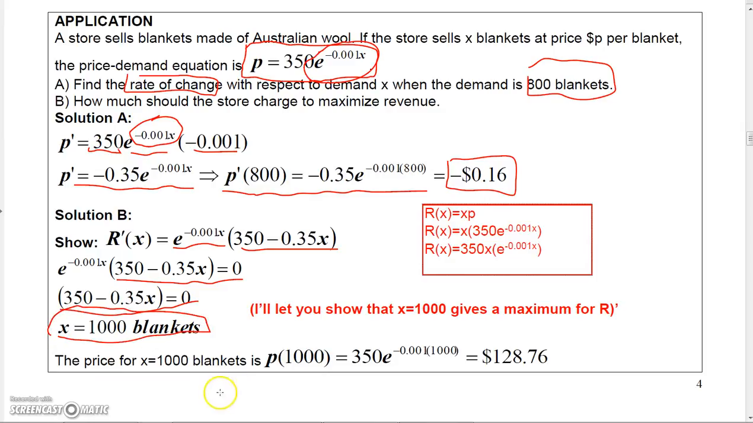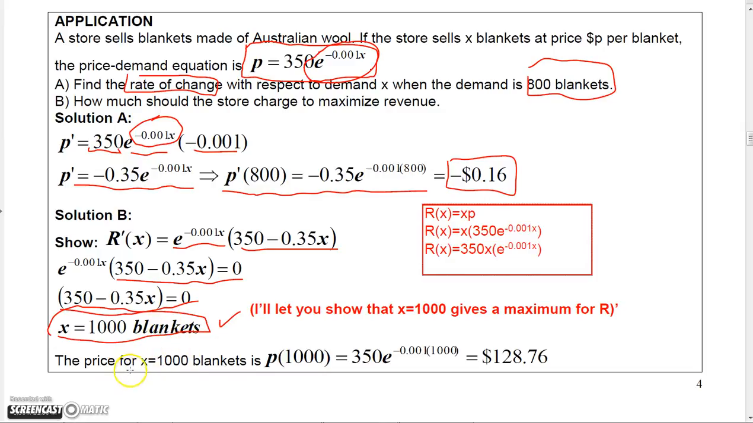So to make sure that this actually gives you a maximum, you can use the first derivative test to show that you get a maximum. Then the price: it says how much should the store charge. This doesn't tell me how much the store charges. This just tells me how many blankets the store needs to sell to maximize revenue.